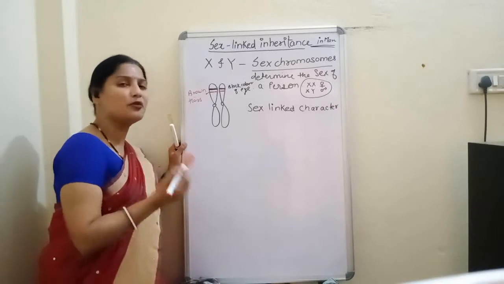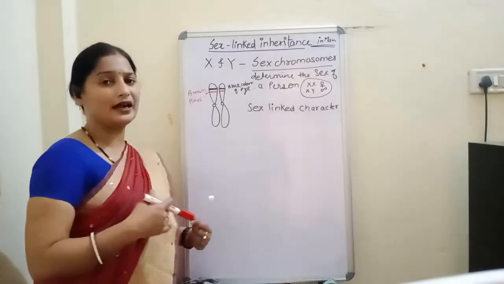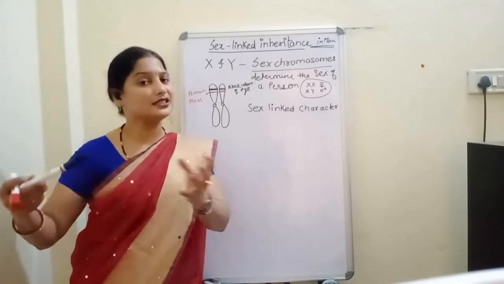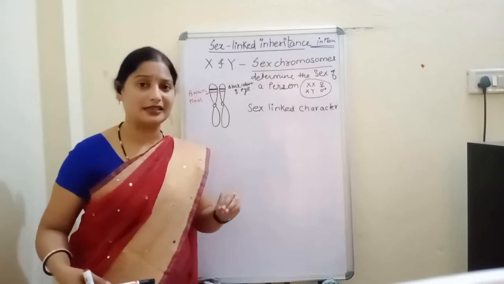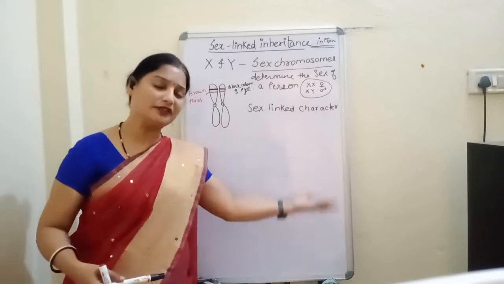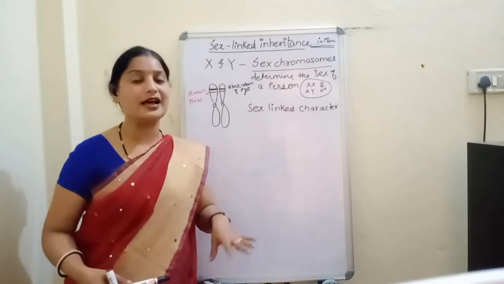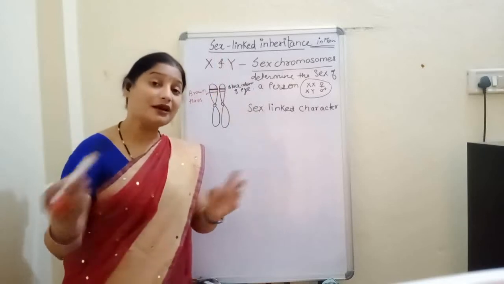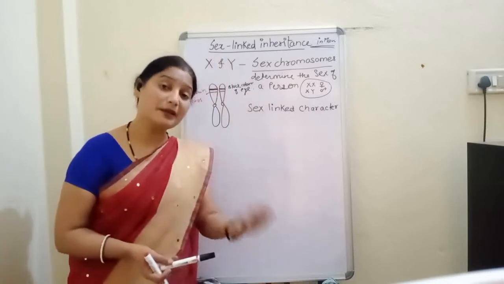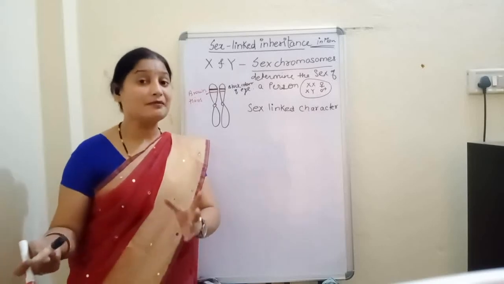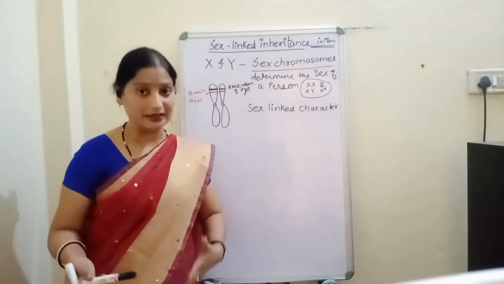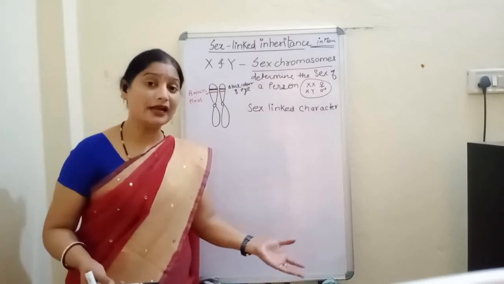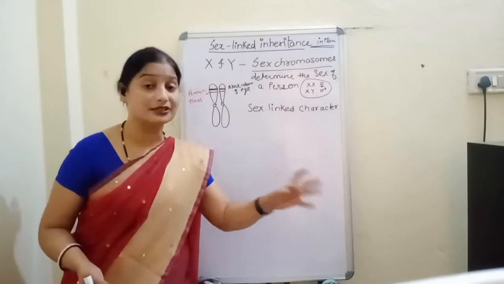Because suppose if the father has black eyes and the mother has brown eyes, then it may be possible that their children have both types of eyes. If they have two children, then one of them can have black eyes and the other can have brown eyes. Okay. Suppose the father has black hair and the mother has brown hair, then it may be possible that their child may have either of the two colors. The child can be either brown or black depending upon the dominant gene.